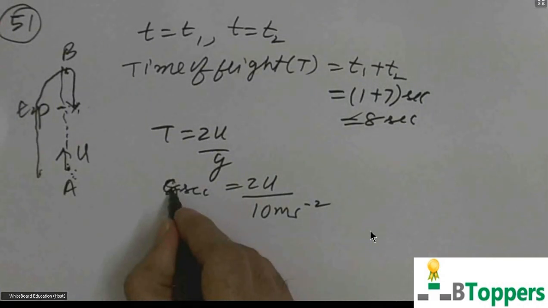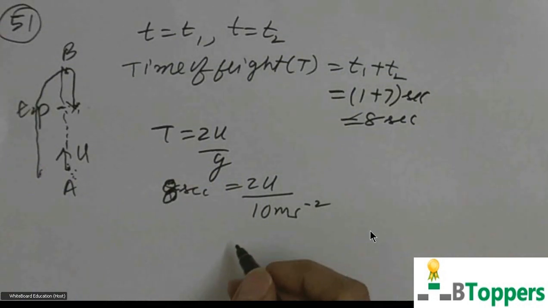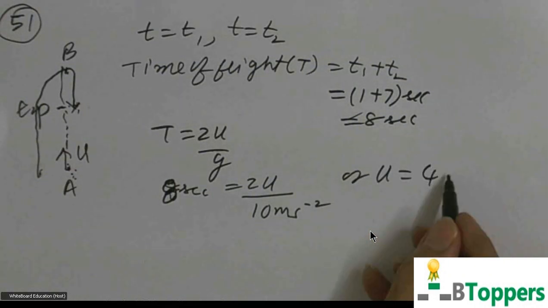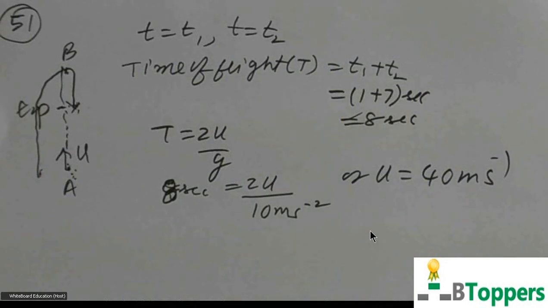If you want to copy the solution of this problem, you can take a pause and copy it. To simplify, you get u equal to 40 meter per second.